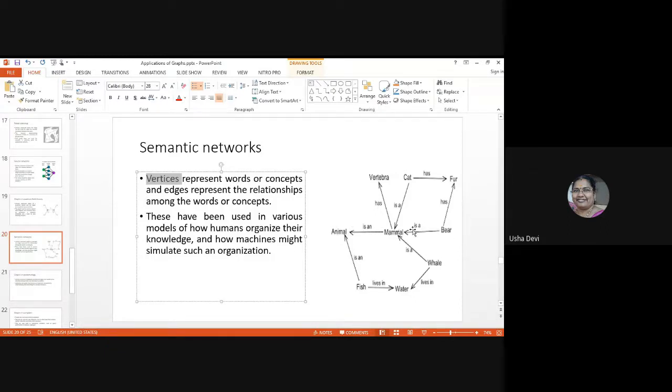Similarly, bear is a mammal. Bear and mammal are different words, they are vertices. So how are we going to make a relationship? Bear is a mammal, by using the keyword is a, we are trying to make a relationship. So that is done through which one? This arrow. So this kind of graph is of which type? Under which category? Is it directed or undirected?